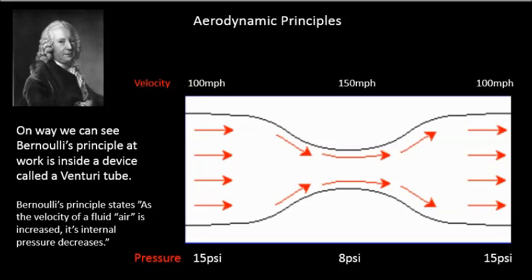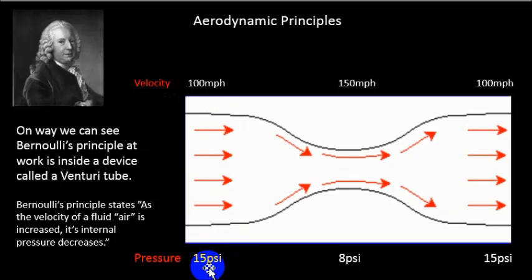One way we can see Bernoulli's principle is using a device called a Venturi tube. Now what I want you to pay attention to is, this is airflow or water flow. And just to show you what's going on, note here we have pressure and velocity. So we have 100 miles an hour of airflow, 15 pounds per square inch.